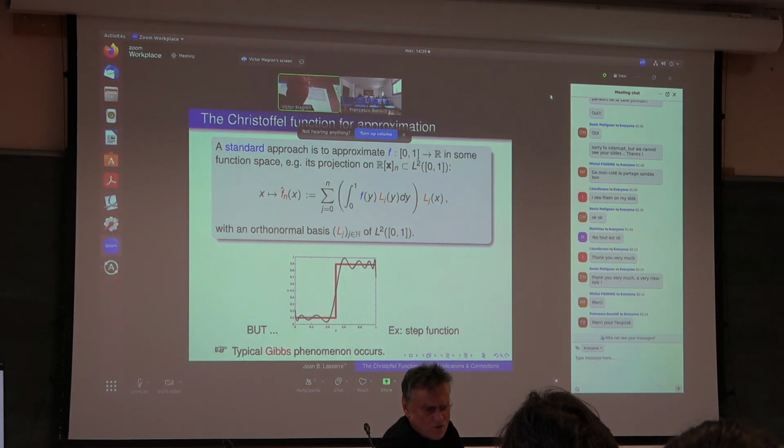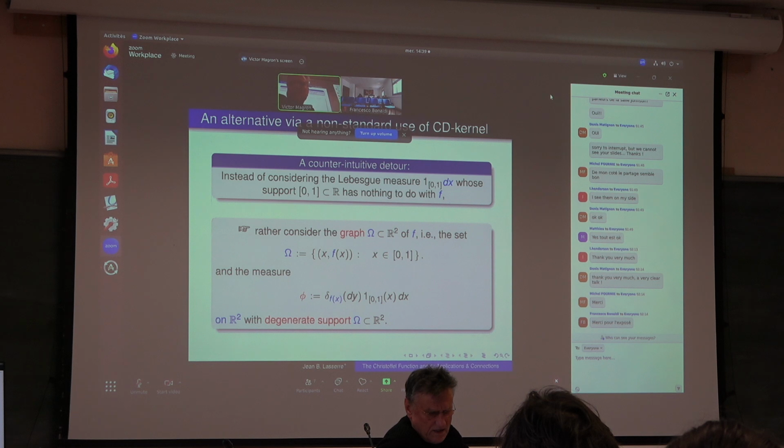And we claim that there is a way to avoid that by looking now, instead of the first approach, where you consider the measure dx on 0, 1, okay? And this measure has nothing to do with your function. And you use the Christoffel-Darboux kernel to approximate f.